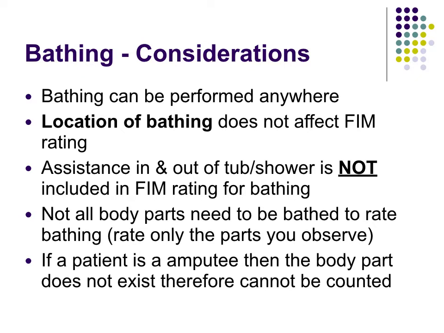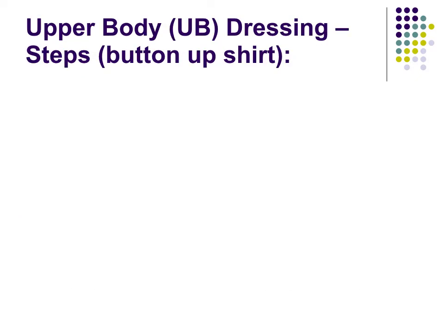If the patient is an amputee, then the body part does not exist, therefore it can't be counted. So if the patient was a left below the knee amputation, you would not count the left lower leg and foot since it doesn't exist, so it would just be out of 9 body parts that you would rate the patient. Next, we're going to move on to upper body dressing.